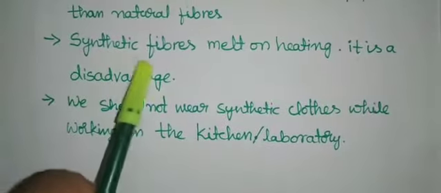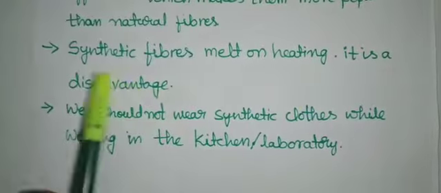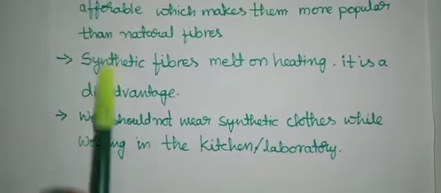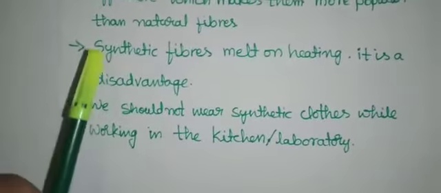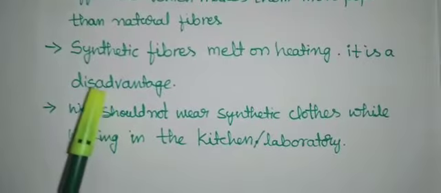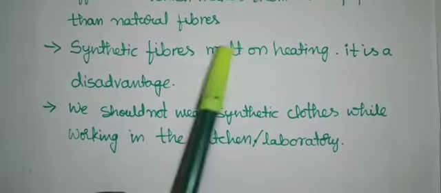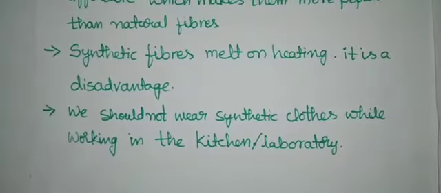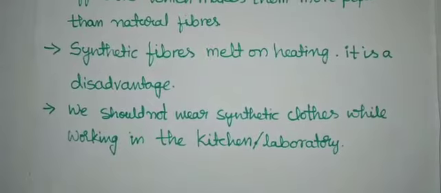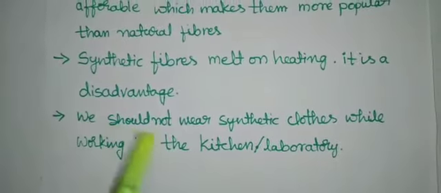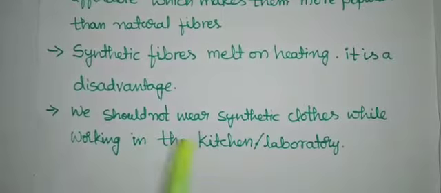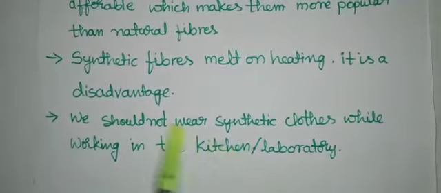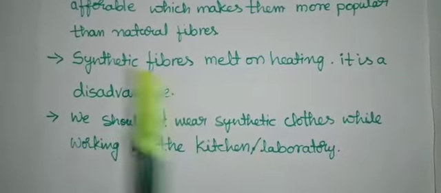Synthetic fibers melt on heating. Actually, it is a disadvantage of acrylic. Not only acrylic, even polyester cloths also melt on heating. It is a disadvantage. Hence your mothers will not wear polyester or synthetic cloths when cooking, right? We should not wear synthetic clothes while working in the kitchen or laboratory because they may catch fire. This is the disadvantage of synthetic fibers.